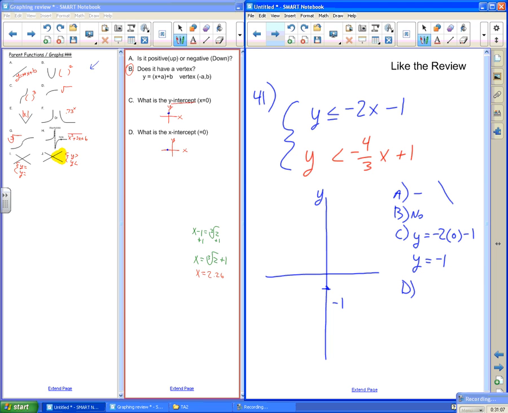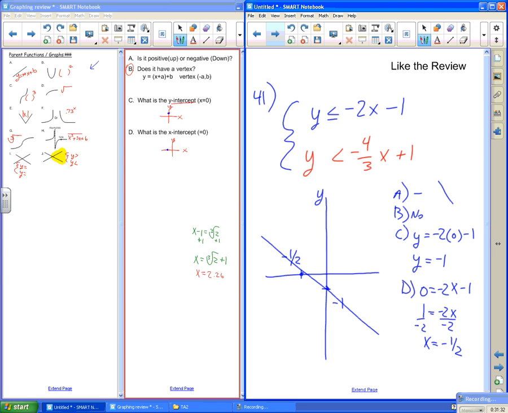And then D, I set it equal to 0. What do I get? I add 1 divided by -2. X equals -1/2. So that's my x-intercept. I'll just put it right there so it's a little easier. So then my graph for this one is going to go something like this.